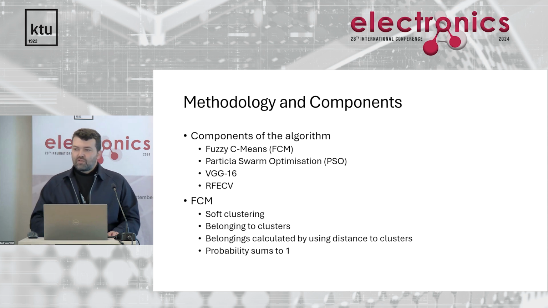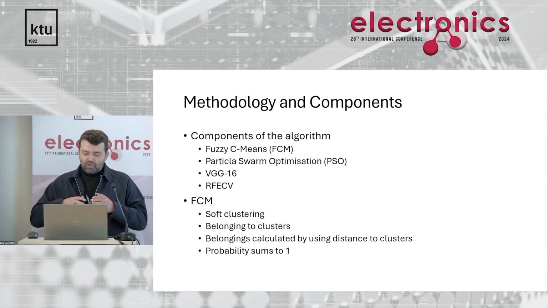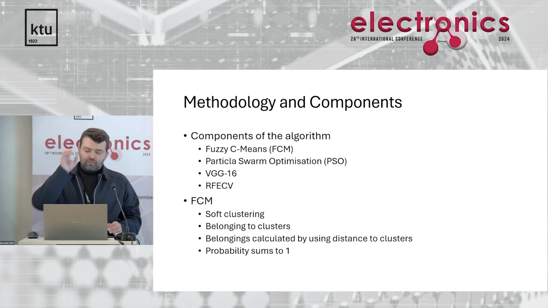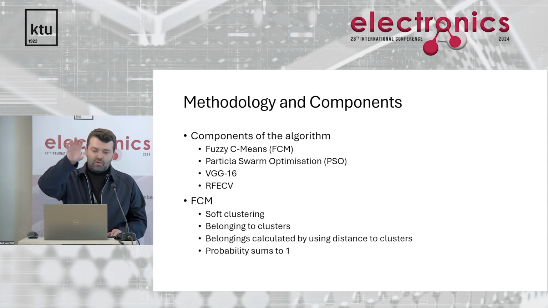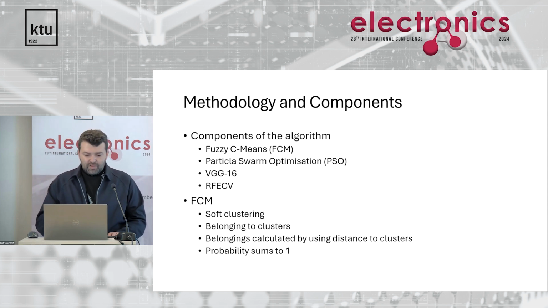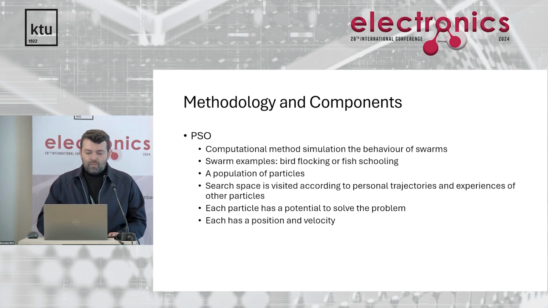FCM is soft clustering, and it assigns belongings to vectors, and the belongings of a vector sum up to one across the first cluster, the second cluster, and the nth cluster. These belongings are calculated with respect to the distance to clusters. And after that, we have the PSO.